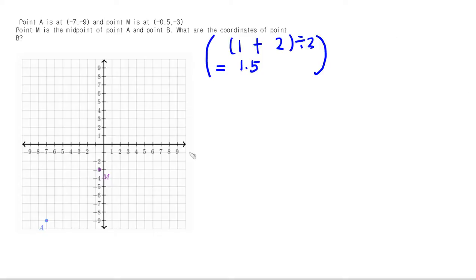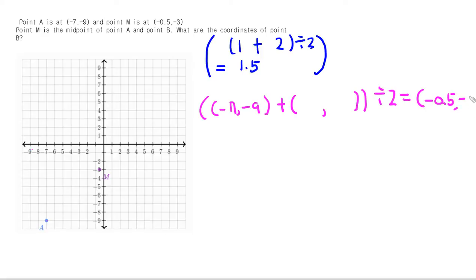The difference between this one and that one is that this one is made with coordinates. For the x value and y value, if I use (-7, -9), we add some coordinate to it and divide by 2. That is going to be equal to (-0.5, -3). So here we go, this is what we came out with, negative 0.5 comma -3.